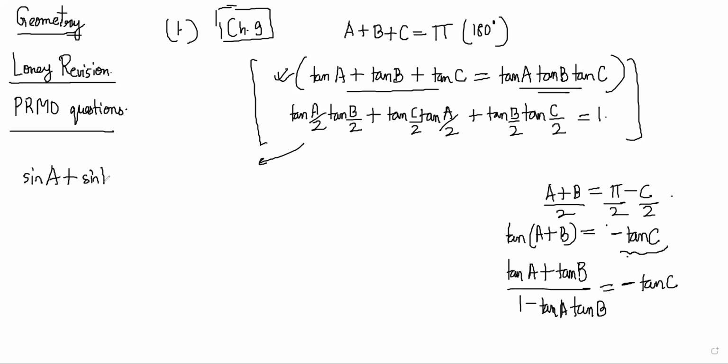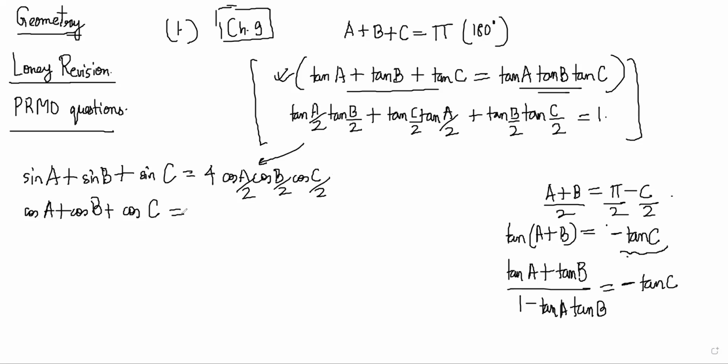Then there are several others, but I just want you to remember, let's say, sin A plus sin B plus sin C, and cos A plus cos B plus cos C. That much should be enough. As long as A plus B plus C is 180 degrees, these identities will be there. So sin A plus sin B plus sin C is what? 4 times cos A by 2 cos B by 2 cos C by 2. And cos A plus cos B plus cos C is equal to 1 plus 4 sin A by 2 sin B by 2 sin C by 2.